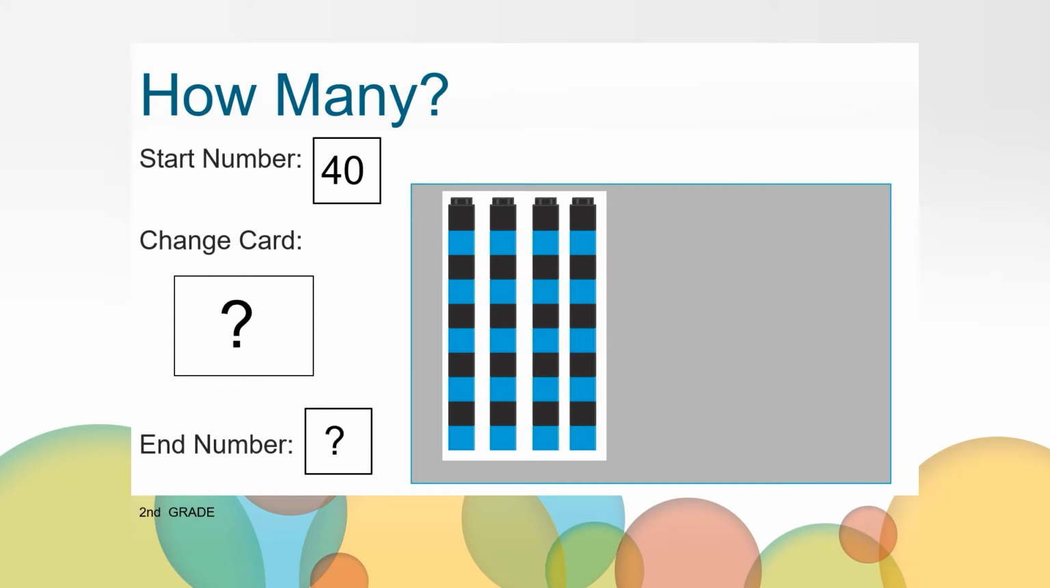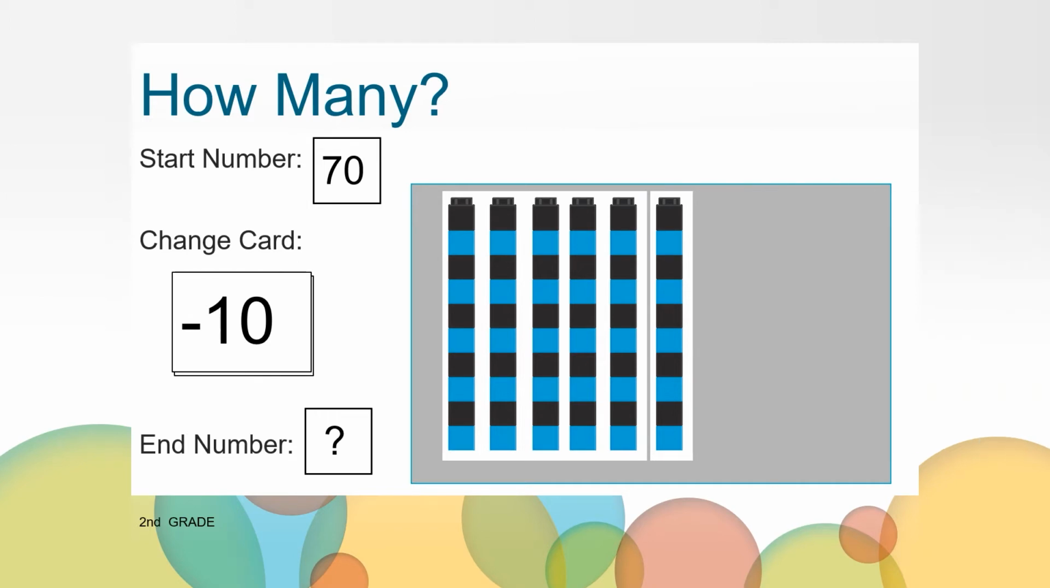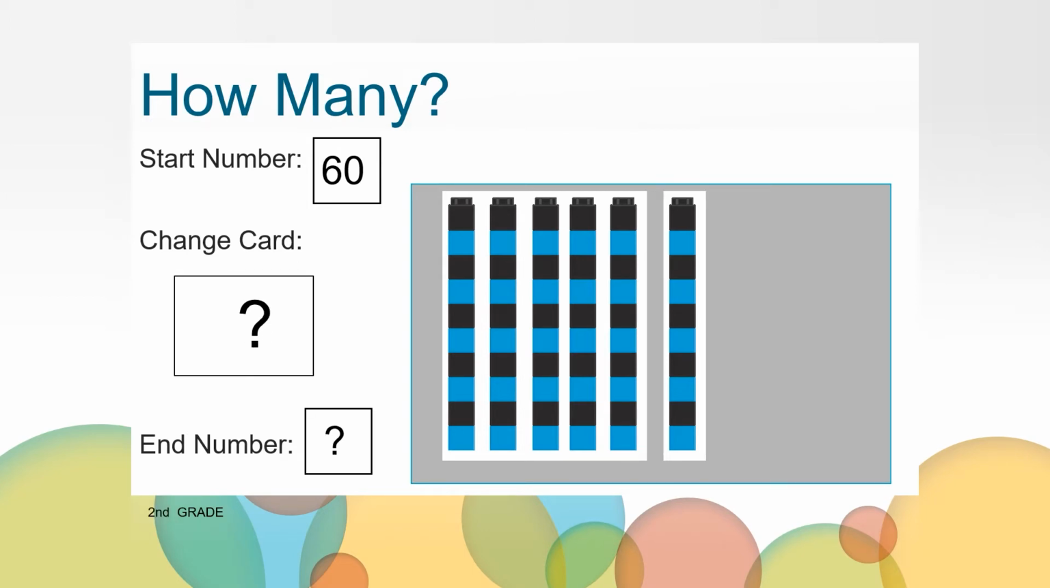Our start number is 40. We're going to add 30. What will our end number be? Our end number is 70. Now our start number is 70. We are going to change by taking away 10. What will be our end number? We end with 60. Now we start with 60. We're going to add 30. Where will we end?